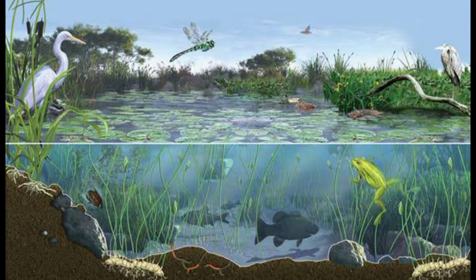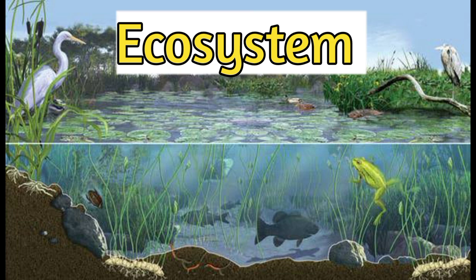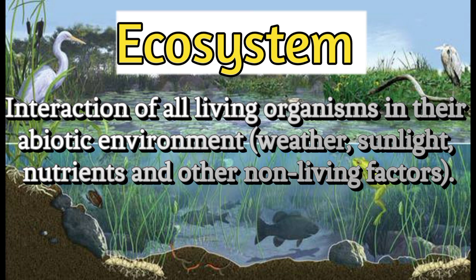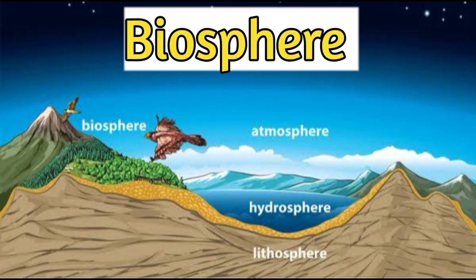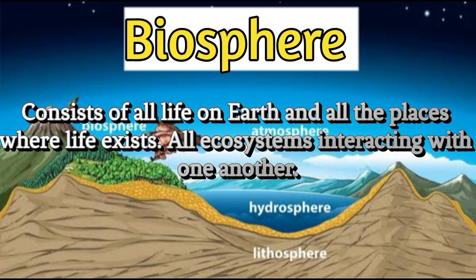The next level is ecosystem. It is an interaction of all living organisms in their abiotic environment. And last, the highest level in the levels of biological organization is the biosphere. It consists of all life on Earth, and all the places where life exists, and all ecosystems interacting with one another.